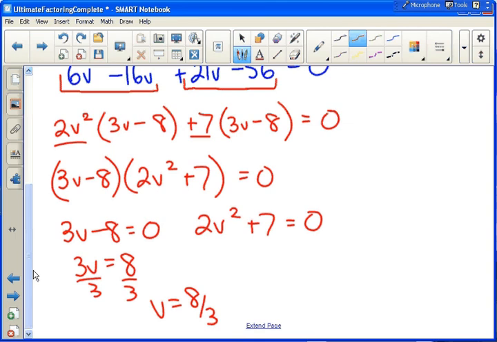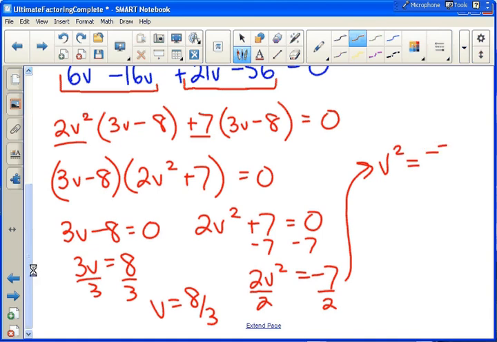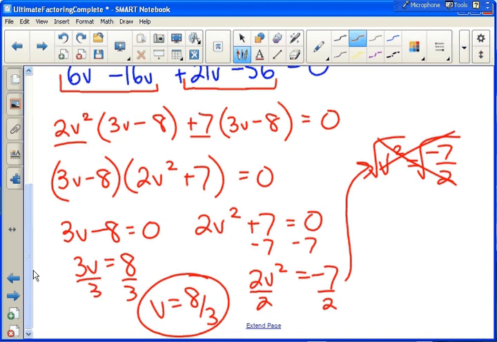Well, my next step would be to take a square root, but I cannot take the square root of a negative number. So that means there's no way to make this piece equal 0, and we just have one final answer. So keep in mind, if you get the square root of a negative, that means that won't work. So this piece does give me an answer, this piece does not. There's nothing wrong with what we did, it's just that this is the only piece that can actually equal 0, and it gives us the answer, v equals 8/3.